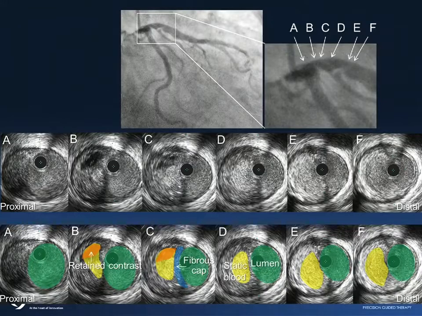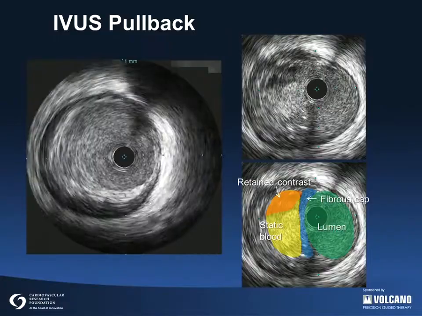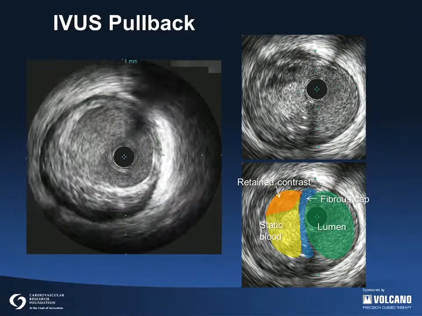These still frames summarize the IVUS findings from the proximal LAD on the left to the mid-LAD shown on the right. The green area indicates the true lumen, the yellow area indicates the cavity that is occupied by static blood, the orange area indicates the cavity that contains retained contrast, and the blue area indicates the residual fibrous cap. We will now repeat the IVUS pullback.